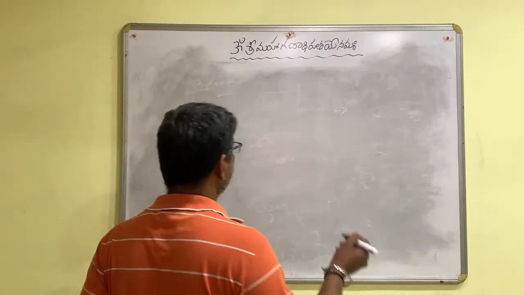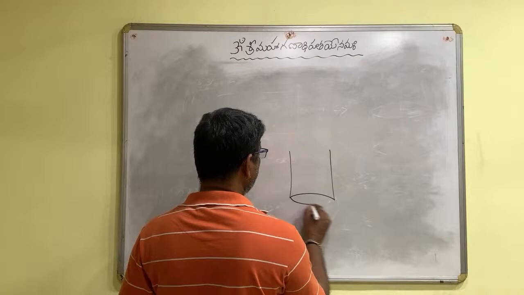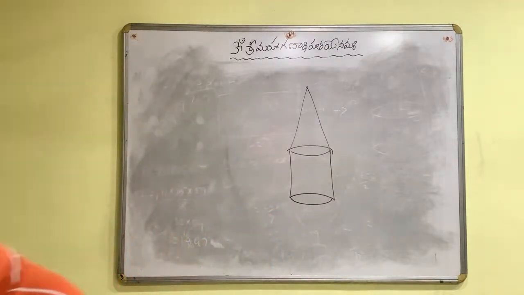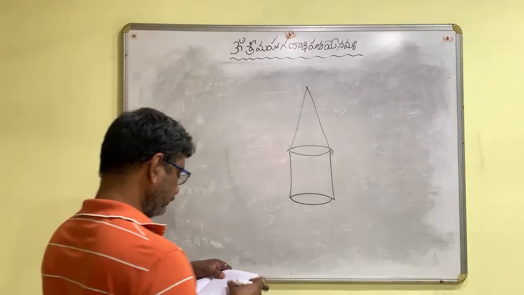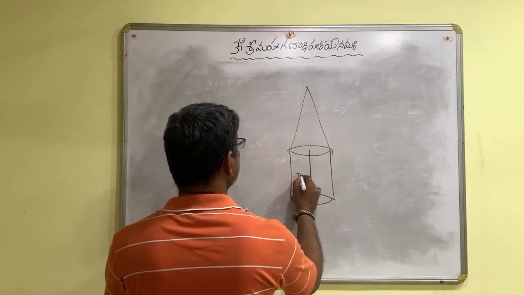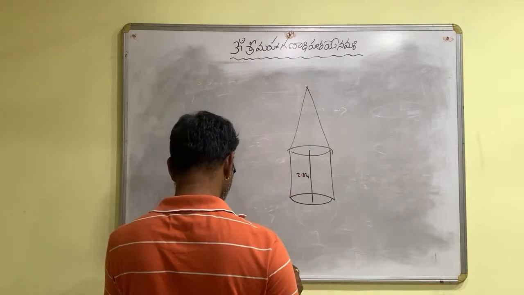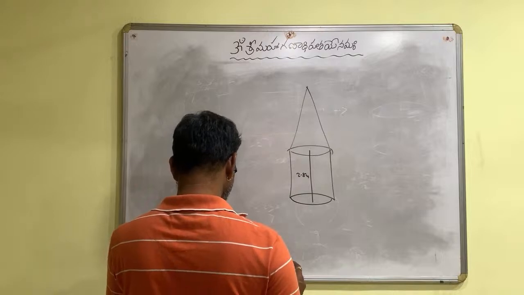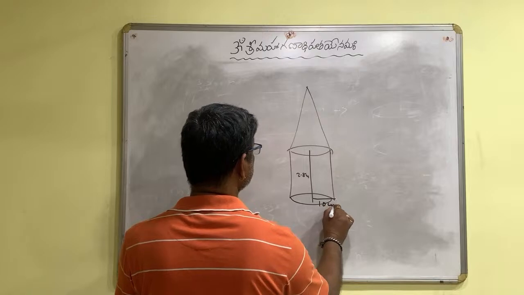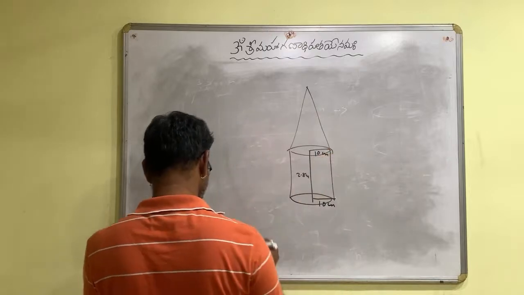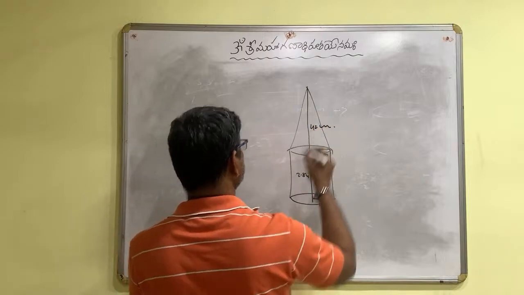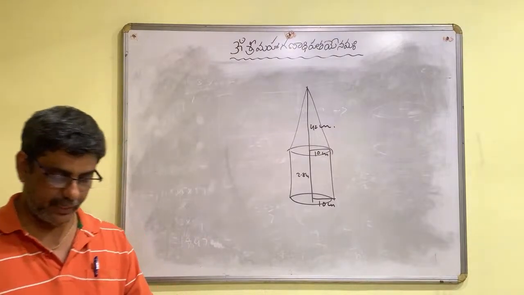There is a big iron pillar. Its base is in cylindrical form, and on top it is in conical form. Both are having same radius. The cylindrical height is 2.8 meters, and the diameter is 20, so the radius is 10 centimeters. And the cone radius is also 10 centimeters. And the conical height is 42 centimeters.